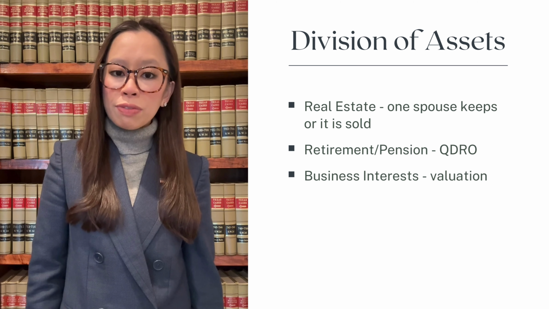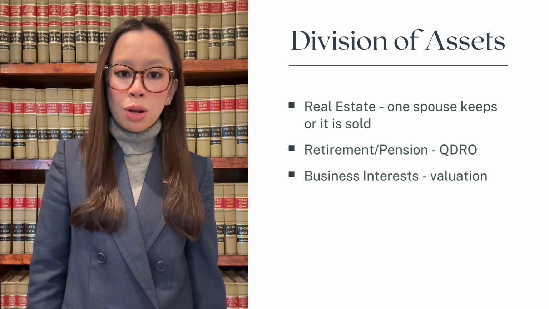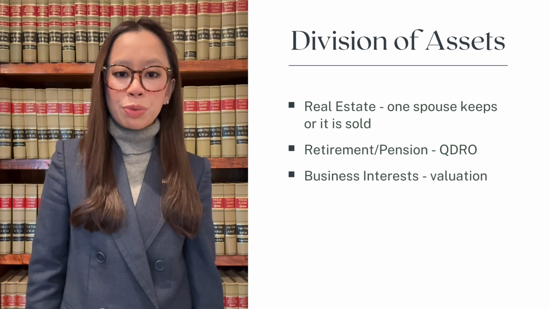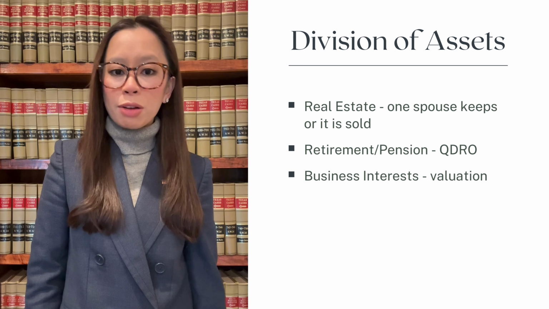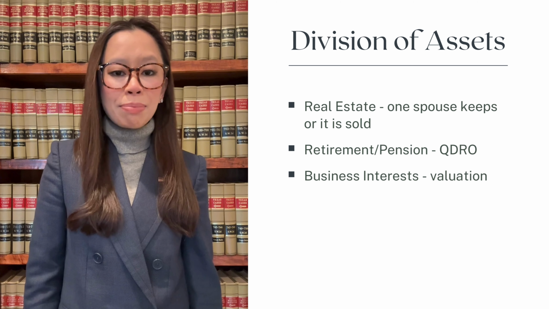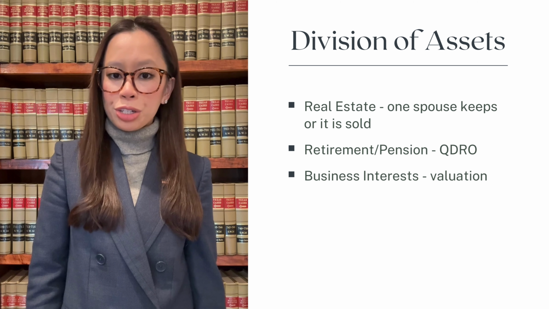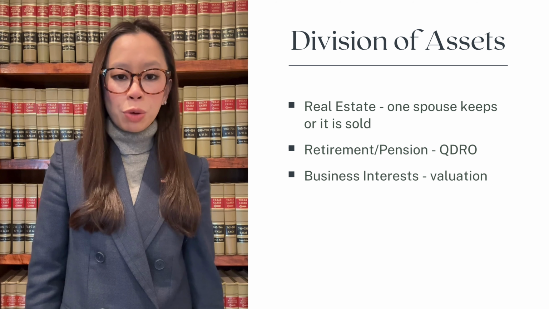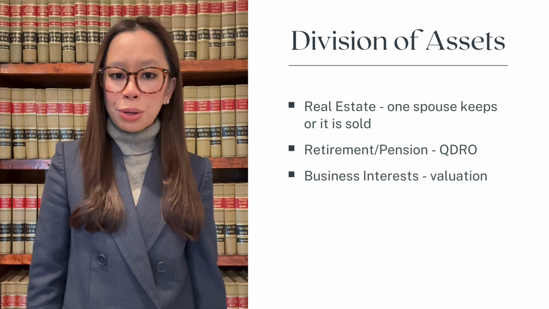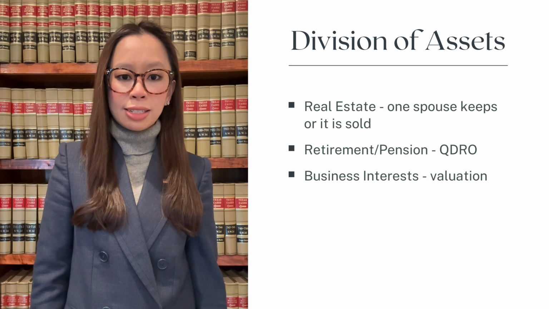Typically, these accounts are divided through a qualified domestic relations order, also known as a QDRO, which allows the non-employee spouse to receive their share of the retirement funds without tax penalties. Business interests. Dividing business interests can be complicated, especially if one spouse owns a business that was started during the marriage. The court may need a professional valuation of the business to determine its value, and the non-owning spouse may receive compensation in the form of other assets.